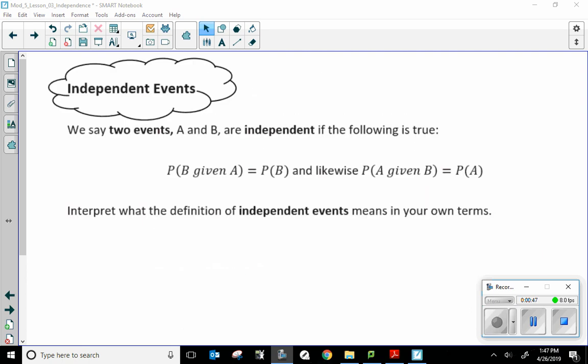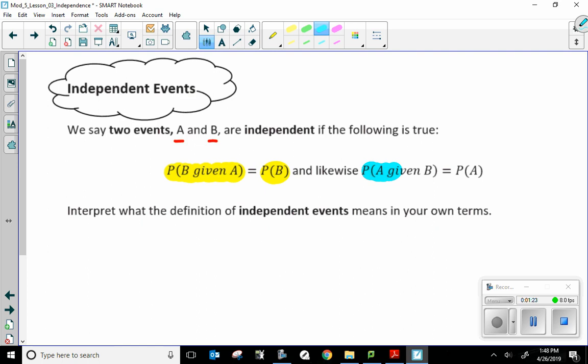Now, independent events. We say that two separate events, let's call them A and B, are independent of each other if the following is true. If I take the probability of B given A, and that's equal to the probability of B, then they're independent. Or likewise, the same thing would be true: the probability of A given B equals the probability of A.